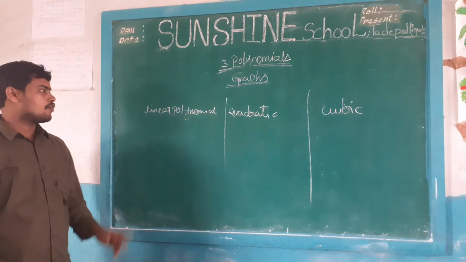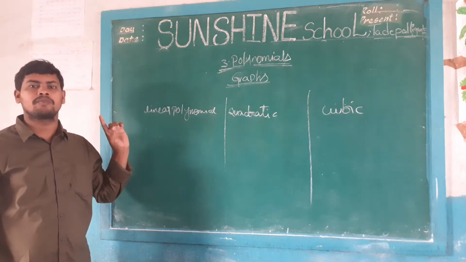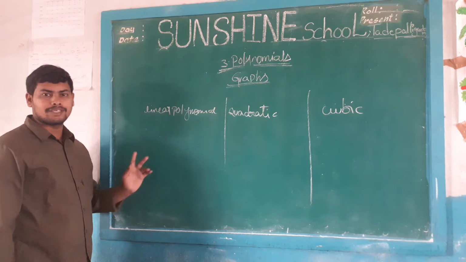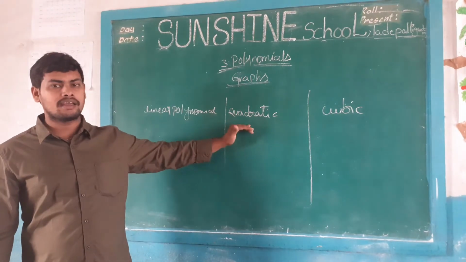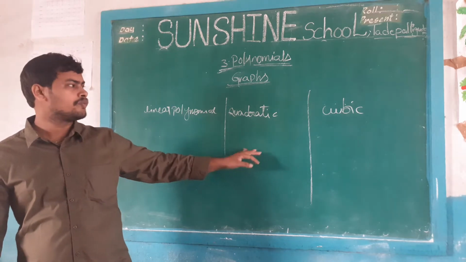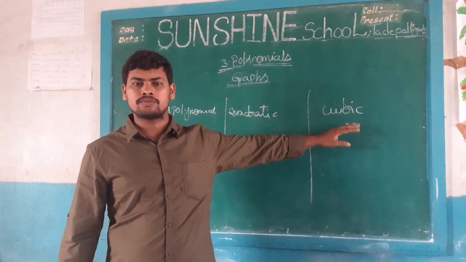Linear polynomials. What is meant by linear? Linear means the degree must be equal to 1. Here quad. Quad means 2. Here the degree must be equal to 2. Cubic. Cubic means 3. The degree must be equal to 3.